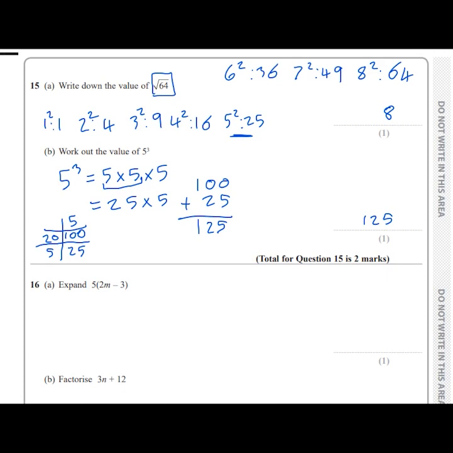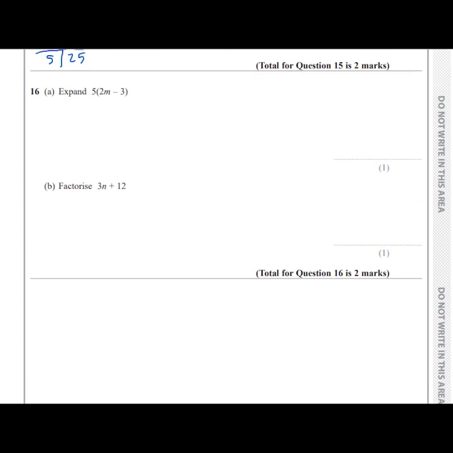Moving on to question 16. So first up, expand 5 brackets 2m minus 3. So I'd like to draw little lines here. So we're going to do 5 times 2m. I'm going to do 5 times minus 3 because there are 2 parts inside this bracket and the 5 on the outside applies to both of them. That's why the bracket's there. The bracket essentially means please times everything inside me by this 5 here.